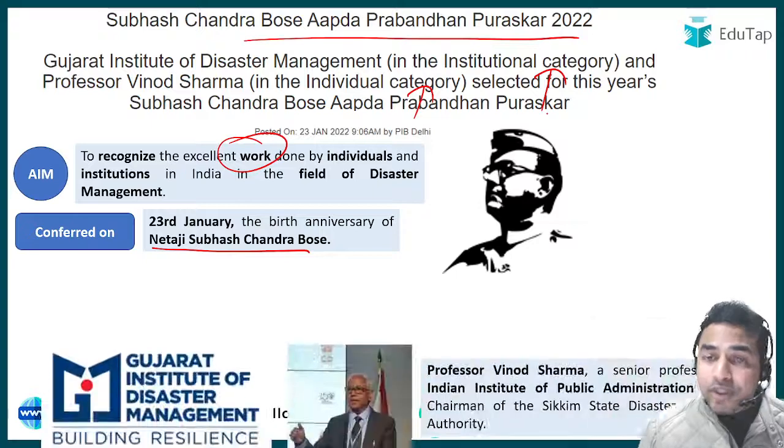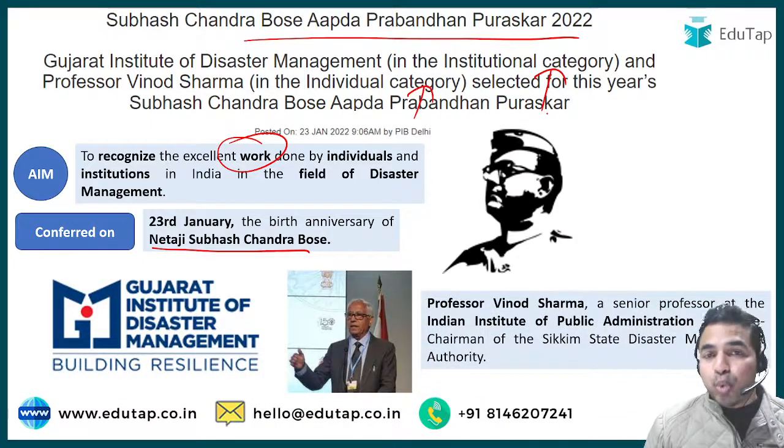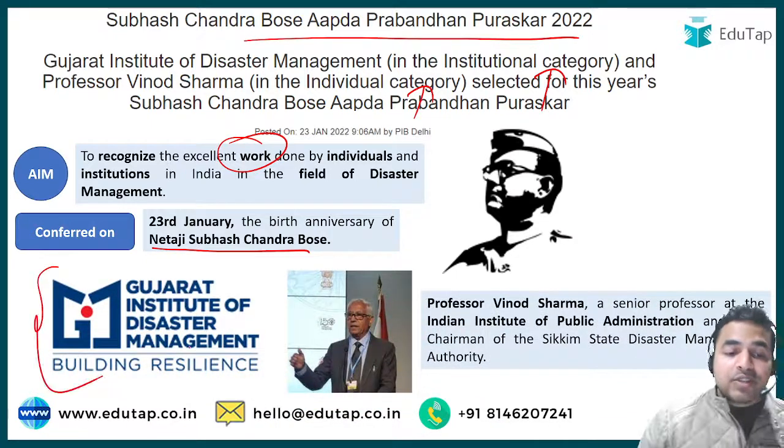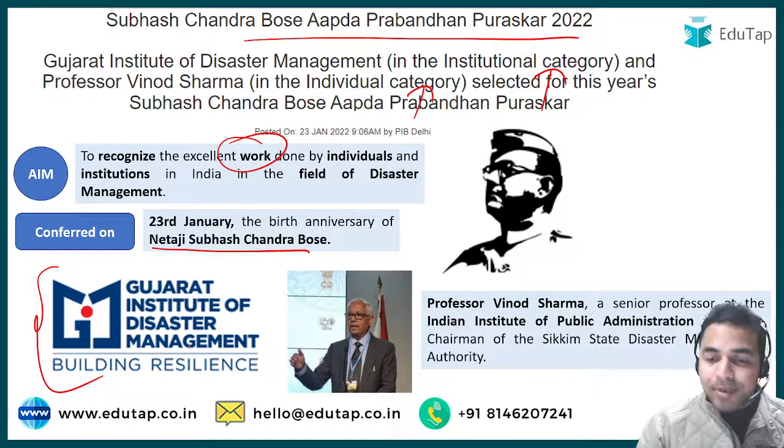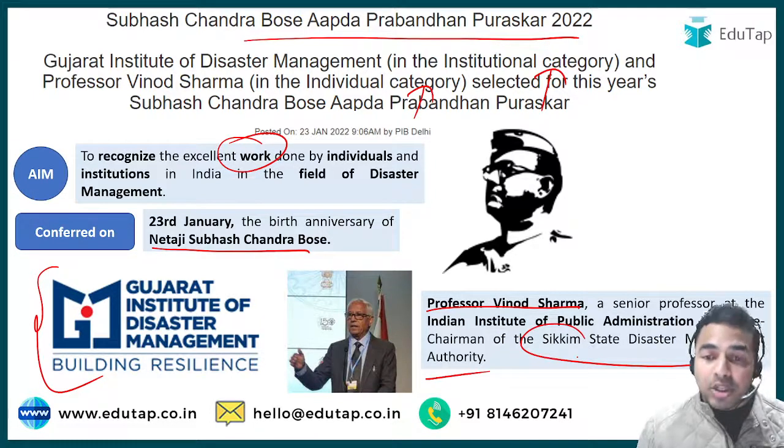So when we talk about the institutional category, the award has been won by the Gujarat Institute of Disaster Management for the year 2022. And when we talk about the individual category, this award has been won by Professor Vinod Sharma, who is the Vice Chairman of the Sikkim State Disaster Management Authority. So I hope that this is very much clear to all of you.